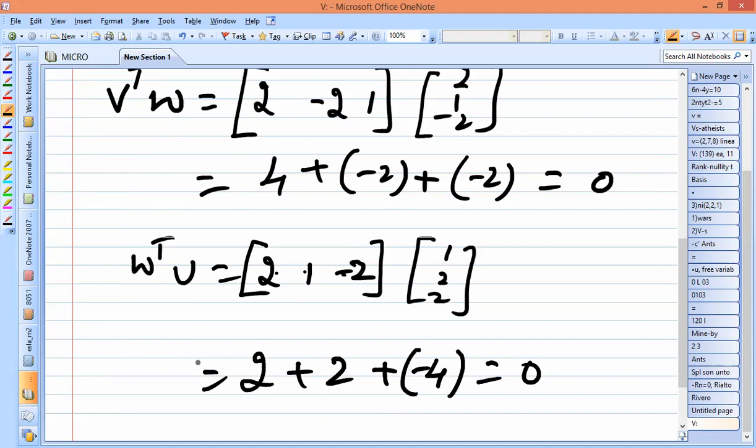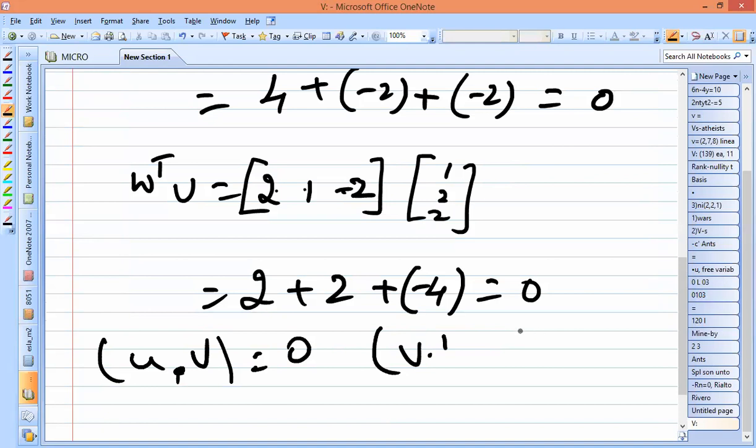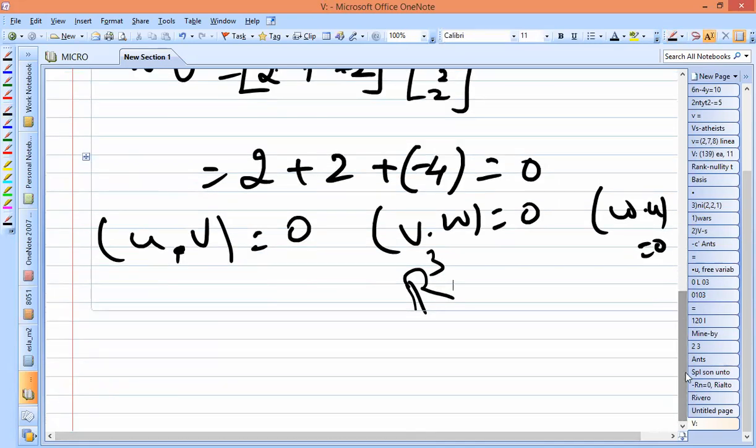Here you can write the answer as: U dot V is equal to 0, V dot W is equal to 0, and also W dot U is equal to 0. So U, V, W vectors are pairwise orthogonal in the R cube space. Since three-component vectors are given, it belongs to the space R3.